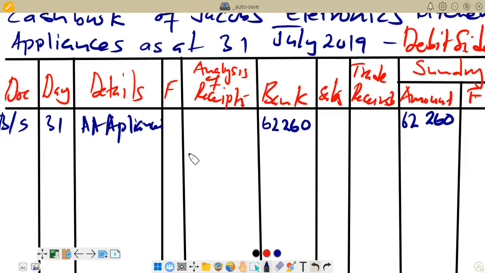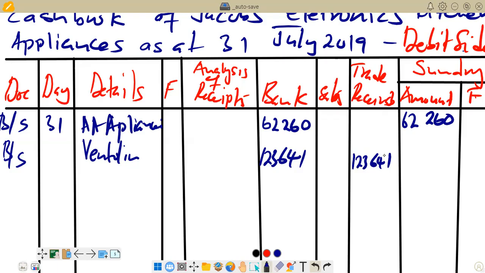So what does it mean? It means this is our debit side. So here we are saying BS, and we are saying it's a deposit from Vendolin. And then on the amount, we have 123,641. And remember, we have a column there for trade receivables. Remember, the person is paying their account. So we put it in the column for trade receivables, 123,641. So this is what we have in terms of this entry. So you can go and check the next one.